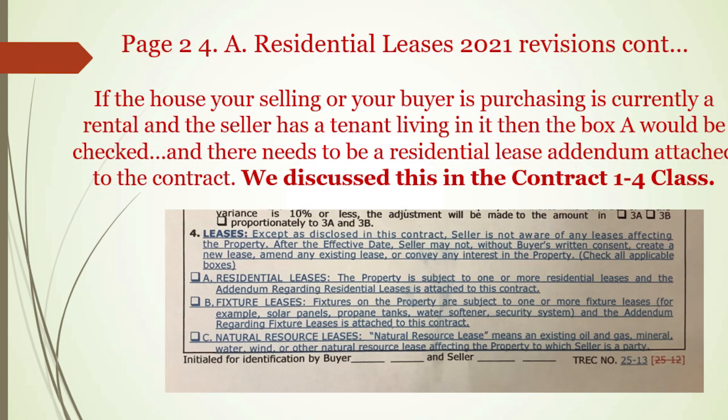All right? Fixture leases: the property is subject to one or more fixture leases, for example, solar panels, propane tanks, water softener, security systems, and the new addendum regarding fixture leases is attached to this contract. You've got to have it on there, all right? Natural resource leases.